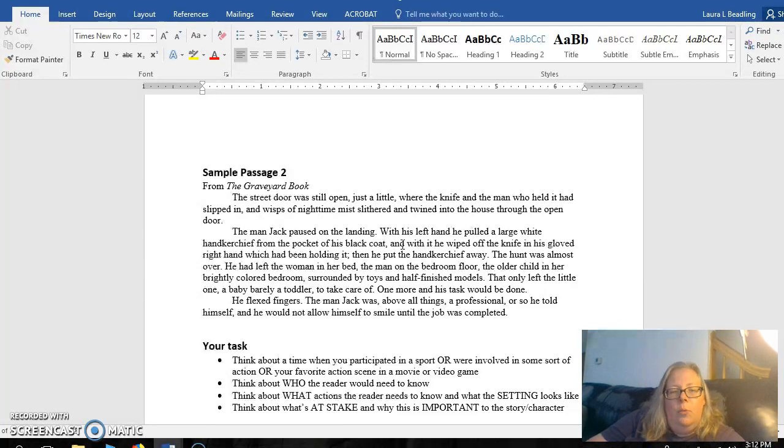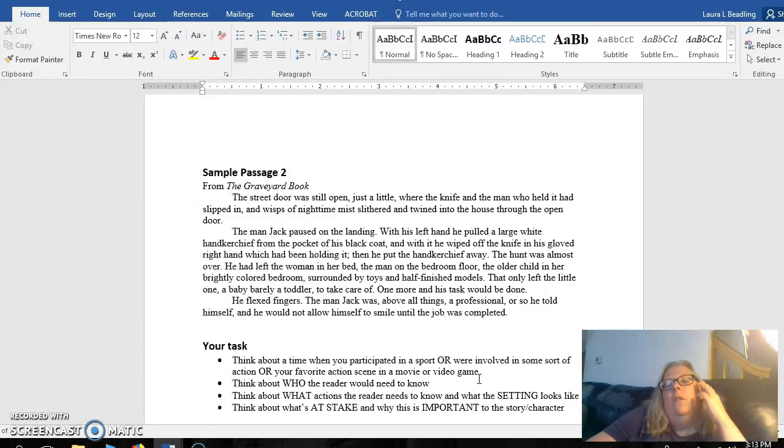Once you've had a chance to read this second passage and think about how it is adhering or not adhering to those principles of action writing, I have a task for you. So think about a time when you participated in a sport or were involved in some sort of action, or you can think about your favorite action scene in a movie or a video game. But think about some times that you have been involved with action.